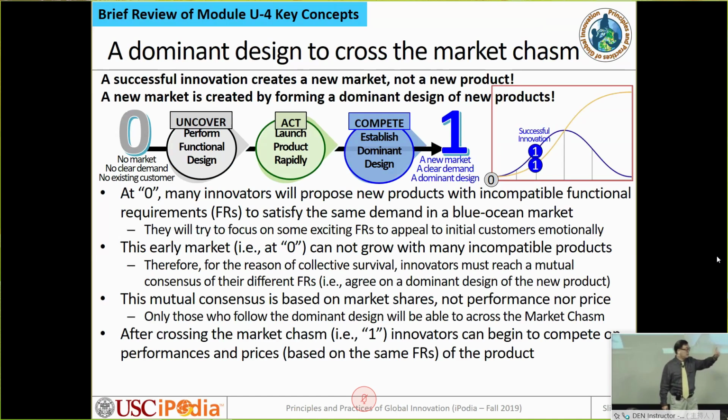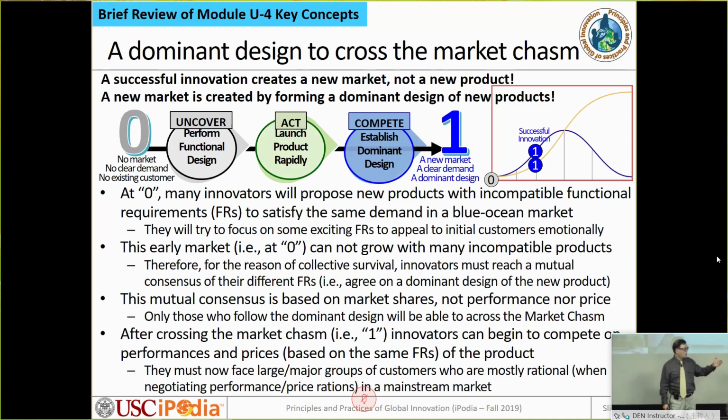Now you can say, I am at point one, and innovators can then begin to compete on performance and price, not before. And this is what we're going to talk about next. Now the innovator must adjust their strategy to compete in the market, because now the market is called the mainstream market. And here you will have to devote a lot of resources to improve your performance and lower your price, which will be the discussion for the next two modules. We're going to talk about these next two modules, okay?